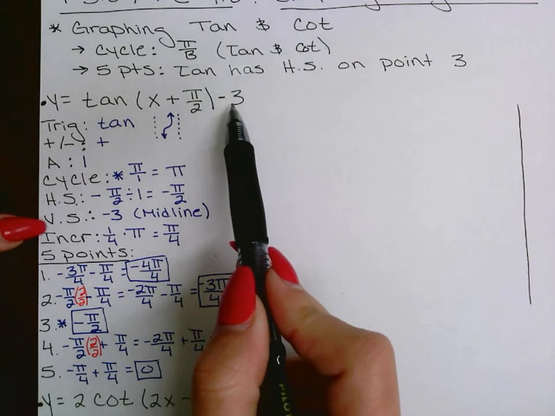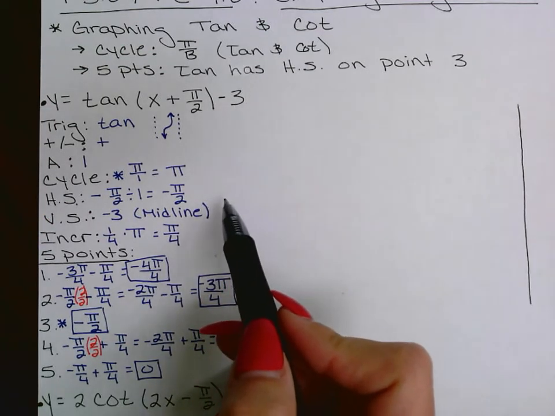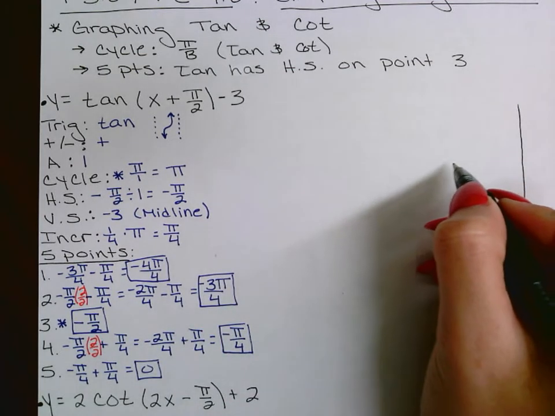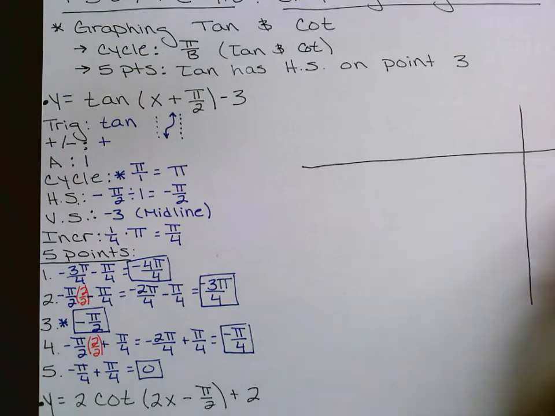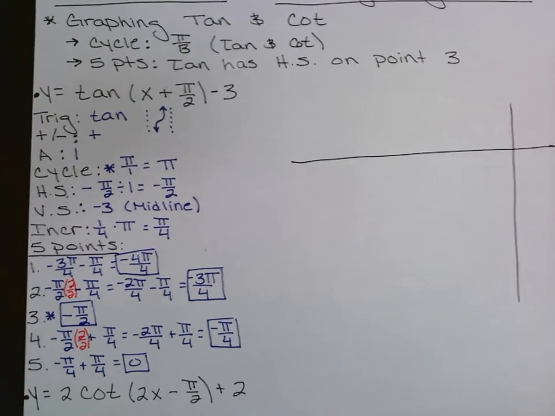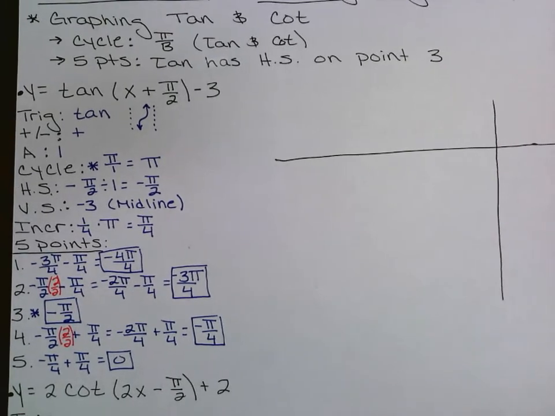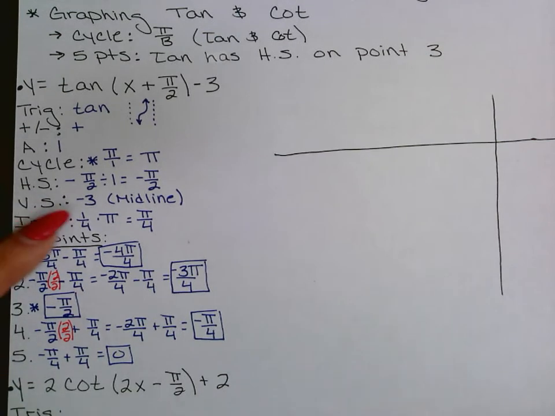I'm going to go down 3 for my midline, and then I'm going to have an amplitude of 1. So I'm going to be in some pretty negative numbers, okay? So I'm going to draw my x-axis a little higher than usual. Okay, you don't have to do that, but again, it'll help your spacing on your notes, okay? All right, so my midline is at negative 3.